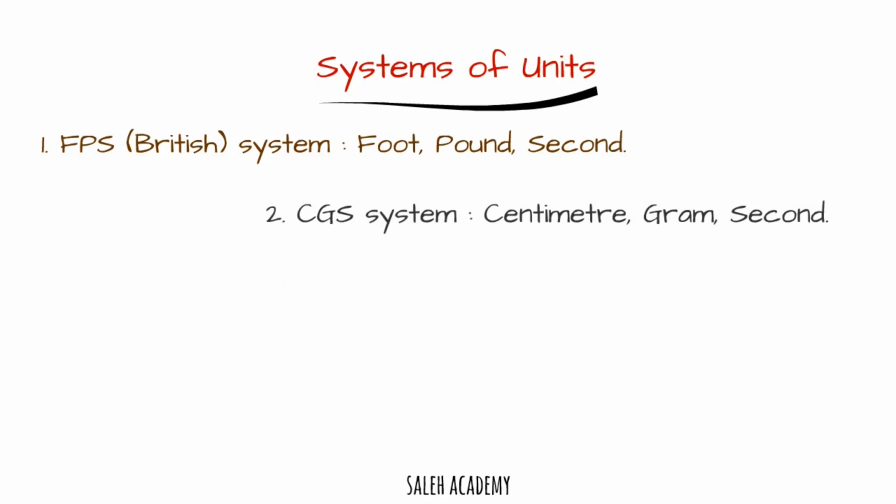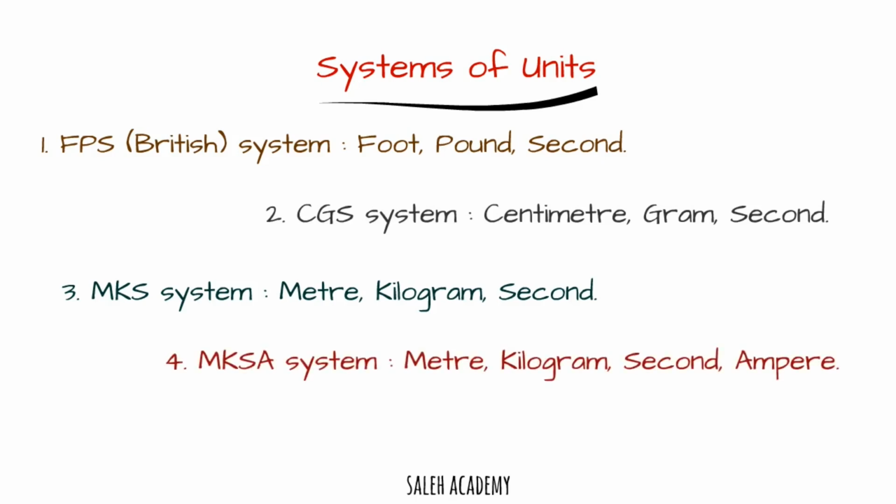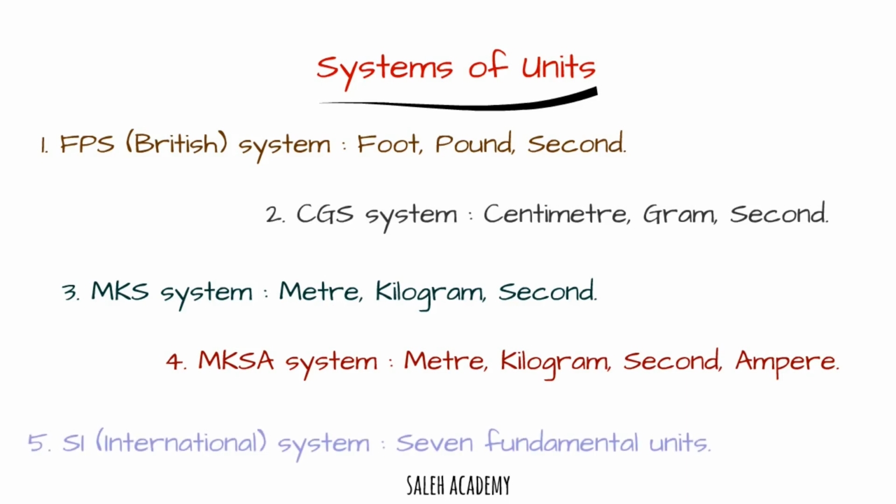The third system of units is the MKS system. In this system, length is measured in meter, mass is measured in kilogram, and time is measured in second. The fourth system of units is the MKSA system. In this system, length is measured in meter, mass is measured in kilogram, time is measured in second, and electric current is measured in ampere. Finally, the fifth system of units is the SI system.